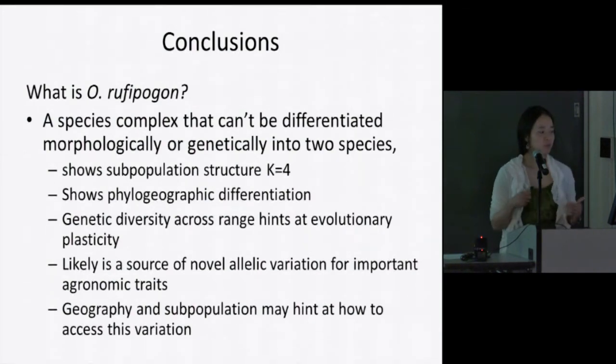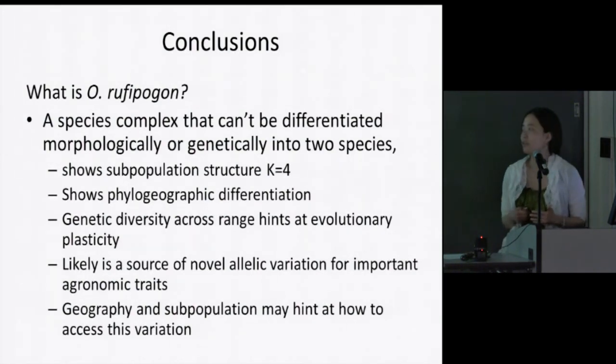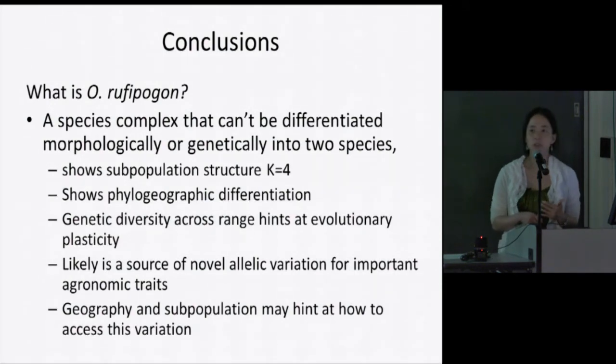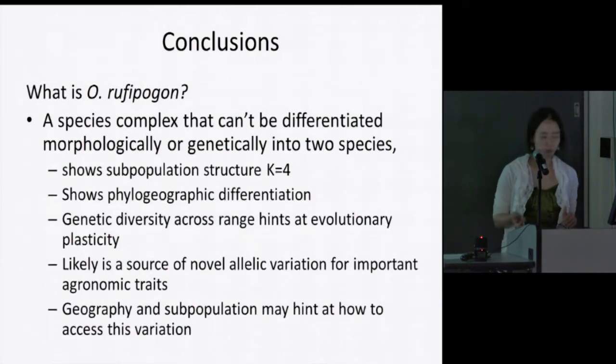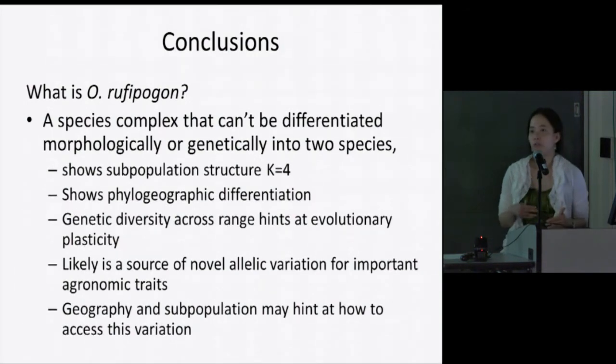Likely, this rufipogon complex is a source of novel allelic variation for important agronomic traits, and we're going to need to do our GWAS on all of the other different morphological and developmental traits that we've screened this panel for. But we know that geography and subpopulation may hint at how to access phenotypic variation for breeding purposes with Oryza sativa.